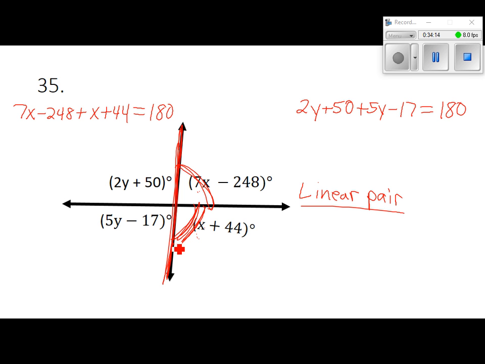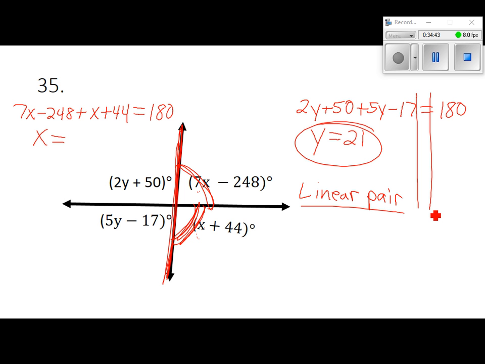Anybody get what y was? 21. Anybody get what x was? Not yet. That's why you use your pencil and write it down. What's 2y plus 5y? 7y. Then we've got 50 and a negative 17. What's 50 and negative 17 give you?